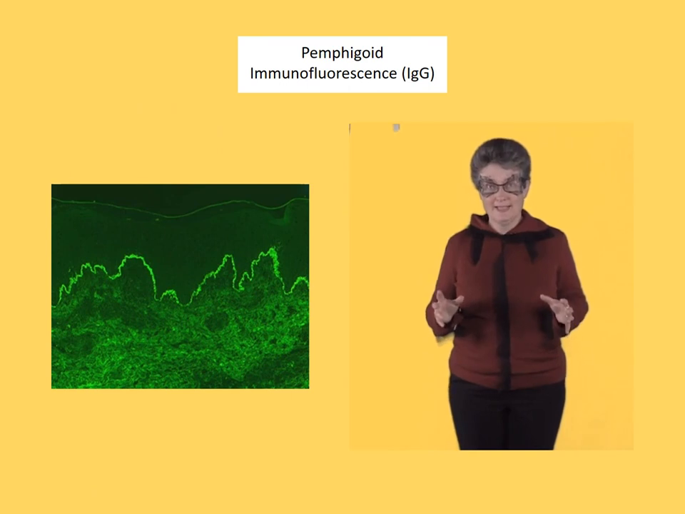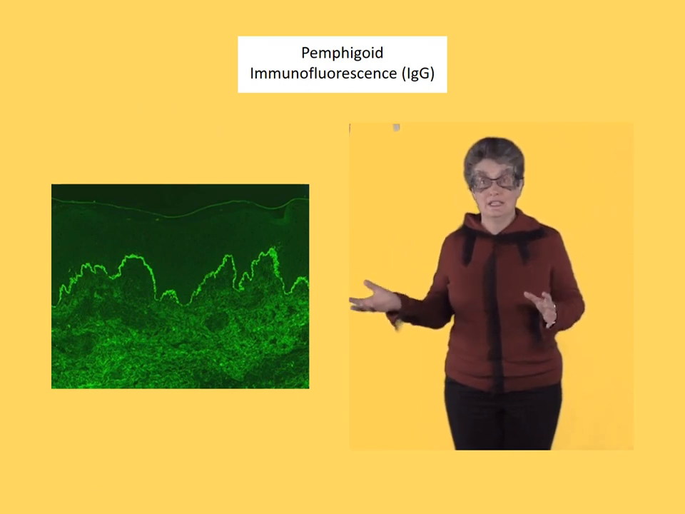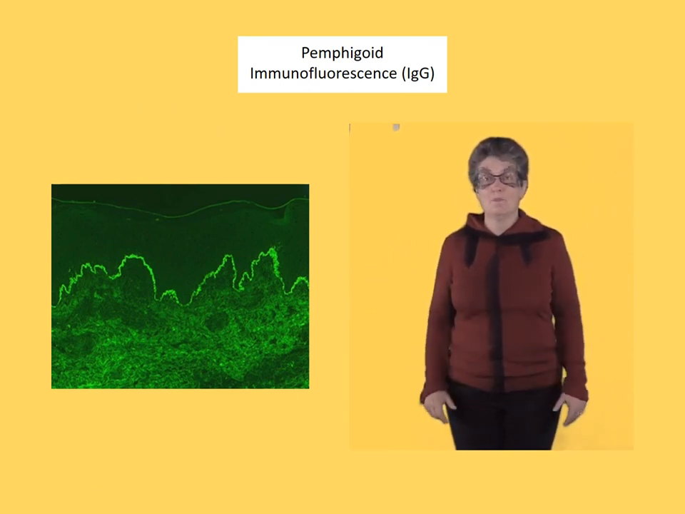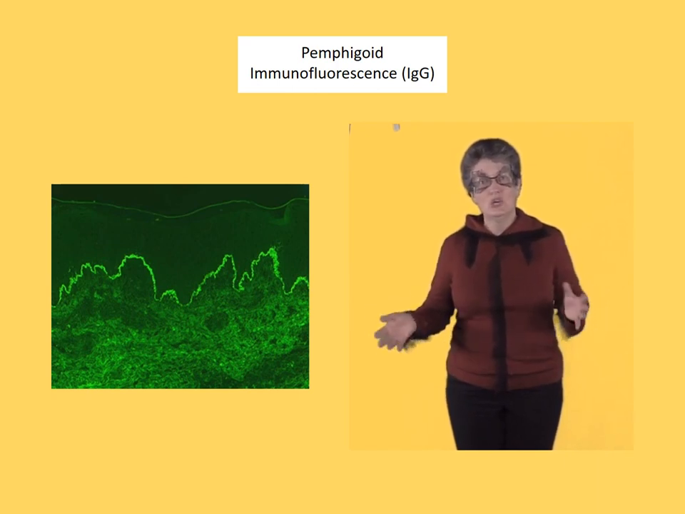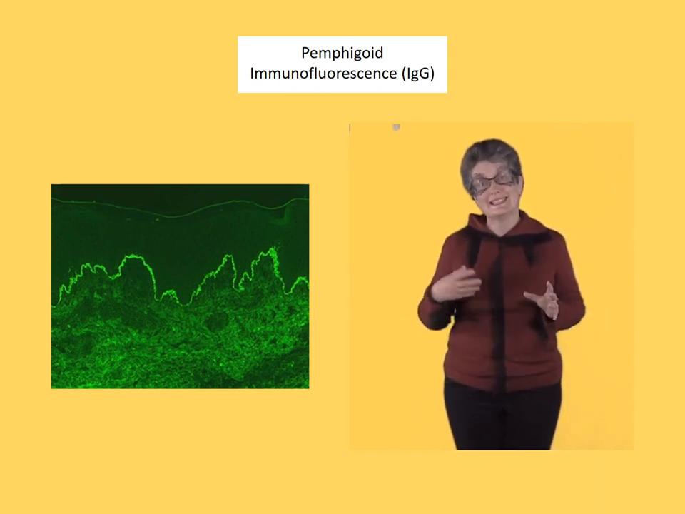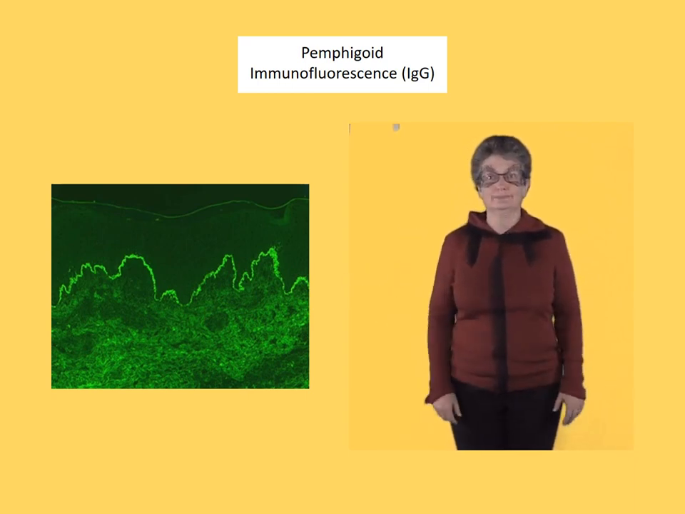There's a type of investigation that we can do where we label with a fluorescent dye the antibodies that are deposited on the basement membrane. This is why sometimes in blistering skin diseases, your consultants will ask you to send a skin biopsy fresh. It's so we can do this investigation.